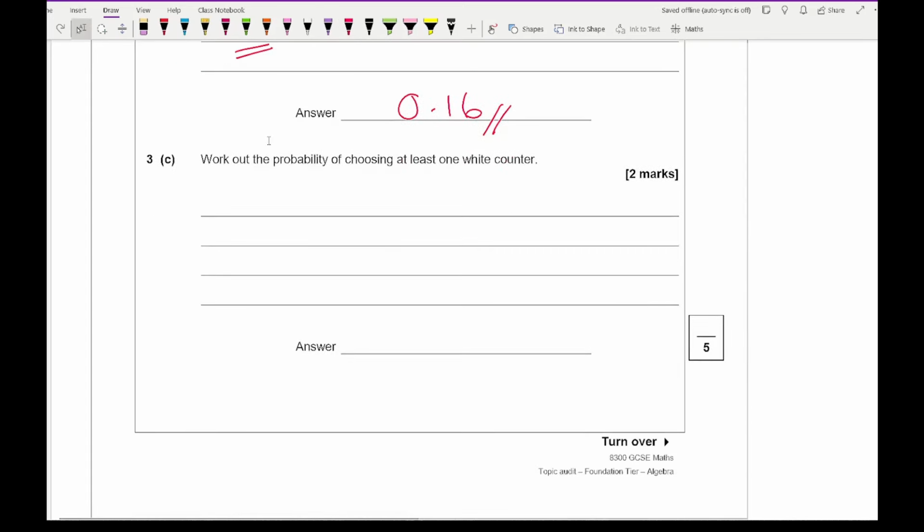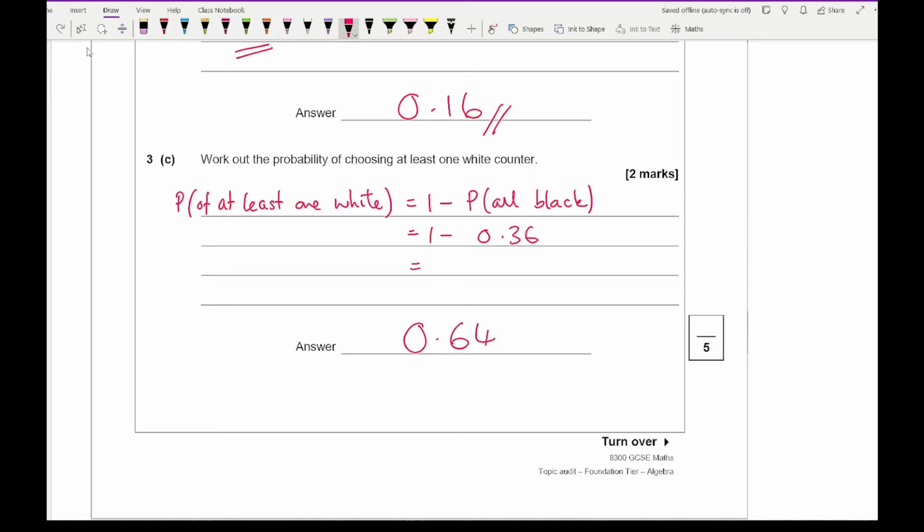Then moving on to question 3C, it says work out the probability of choosing at least one white counter. Well, for this there are several combinations we could do, but for this particular question, for 2 marks, we need to try and think simple. So here the probability of at least one white is going to be equal to 1 minus the probability of all black. Now we already know that the probability of the 2 counters being black is 0.36. So therefore the probability of it being at least one white is going to be 1 take away 0.36, which is 0.64.